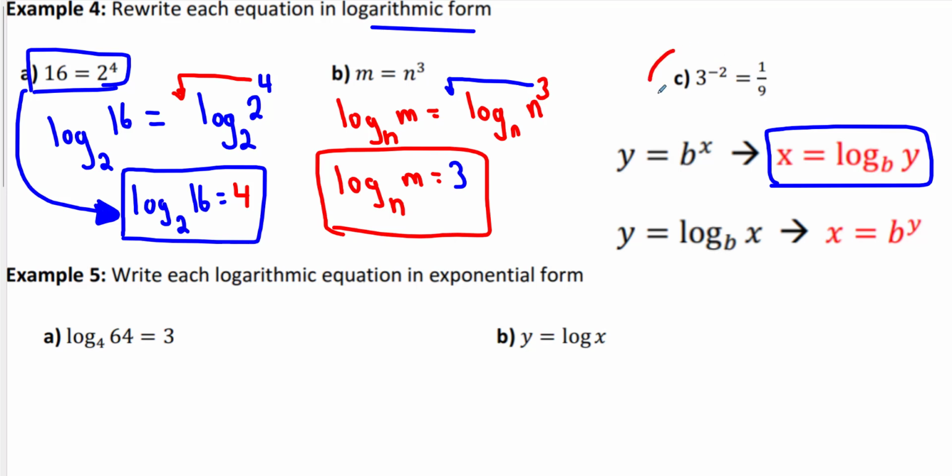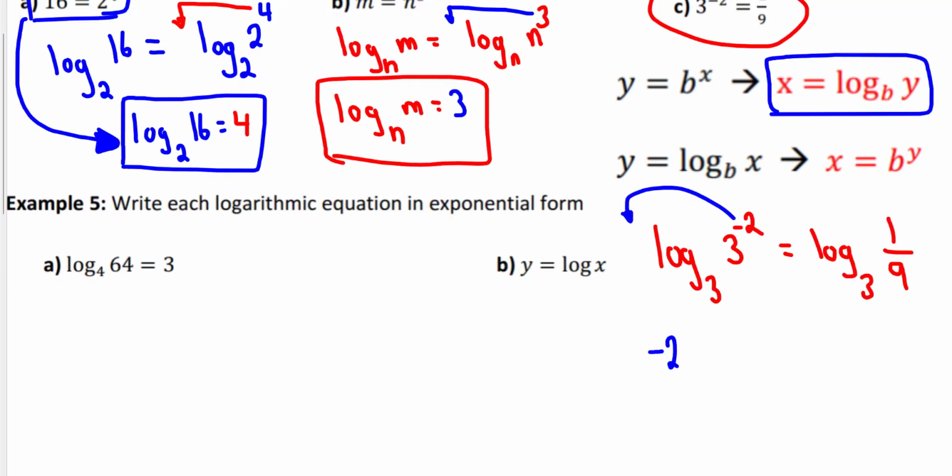Can you do this one? We're not actually solving anything right now. This is just practice to get you into the habit of doing this. It's very basic, elementary, one-step things. When we get to more advanced questions, we'll be using this to help us solve other things. So go ahead and do example C. Now the negative 2 goes out in front, so it's going to be negative 2 log base 3.